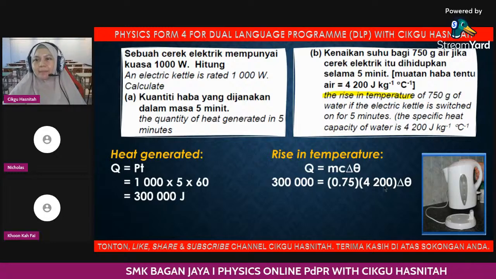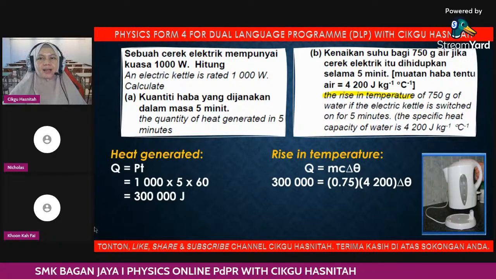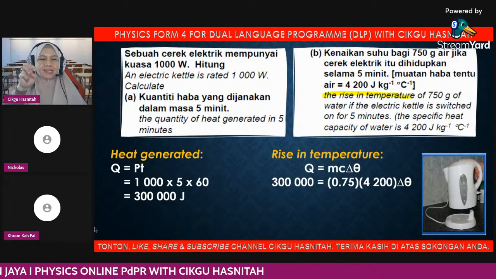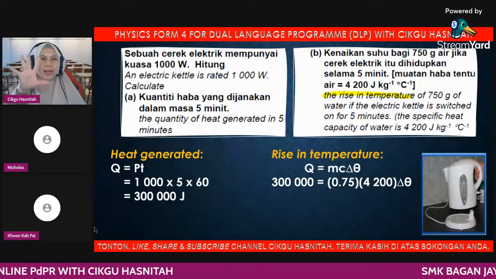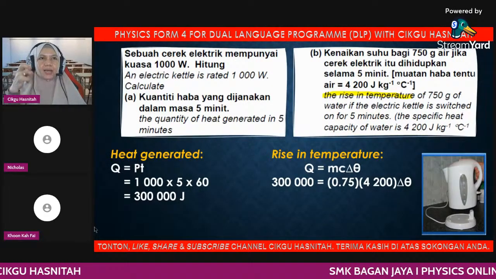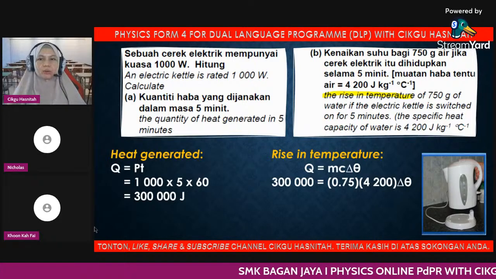High specific heat capacity means it is not easy to absorb heat. Yes, it absorbs heat slowly. High specific heat capacity absorbs heat slowly and also releases heat slowly.